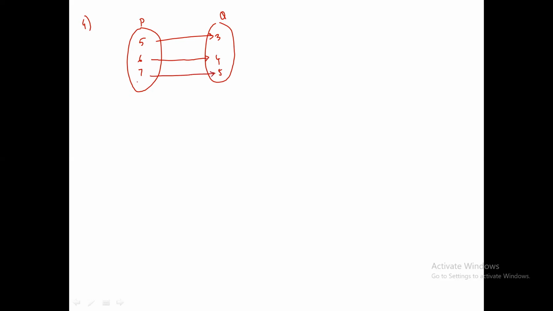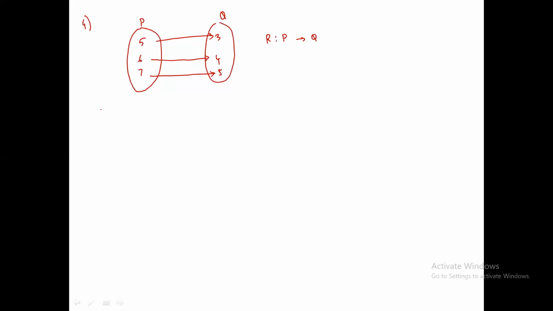Okay, fourth. Question number 4, I will first give you an arrow diagram. In the circle or in the set P, I have 5, 6, 7. There is another set Q in which the numbers are 3, 4, 5. 5 is joined to 3, 6 is joined to 4, and 7 is joined to 5. So this relation is from P to Q.